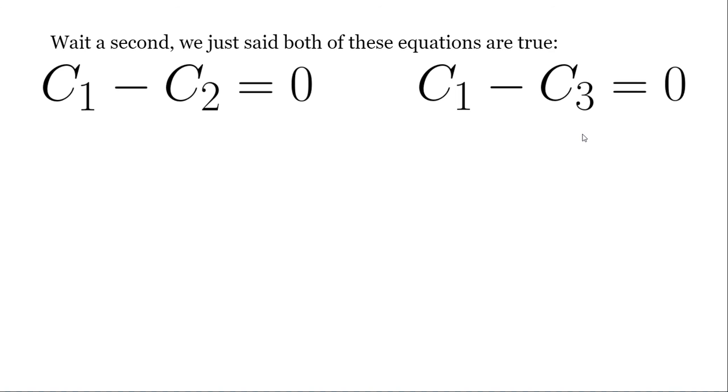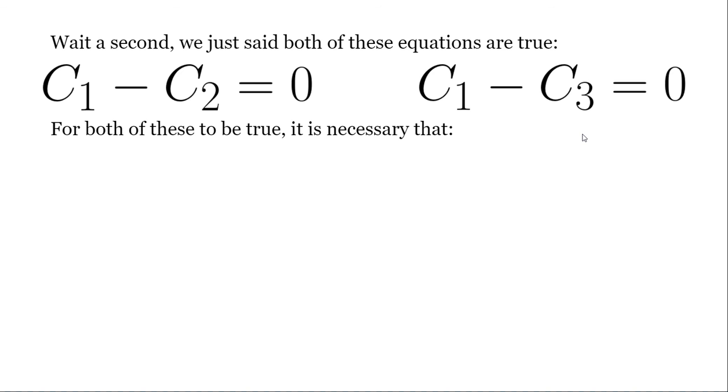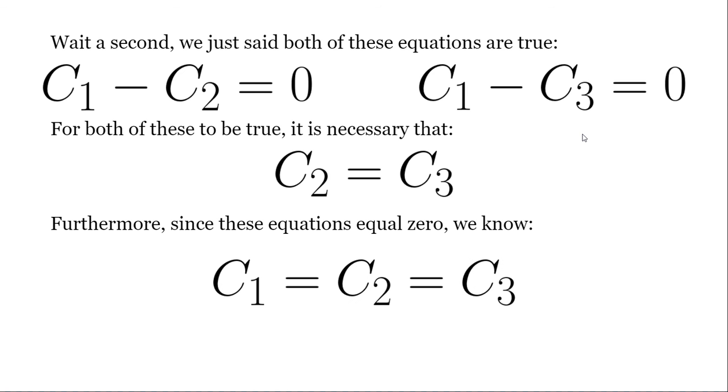If you didn't catch it, we kind of just proved something important. We said both of these equations must be true since the Cauchy-Riemann equations are satisfied across the whole complex plane. We said that c1 minus c2 equals 0, and also that c1 minus c3 equals 0. The only way for this to be true is if c2 is equal to c3. Furthermore, since we know that both of these equations equal 0, we can just move c2 and c3 to the other side, so we get that c1 is equal to c2 and c2 is equal to c3, so all of these constants are the same number.